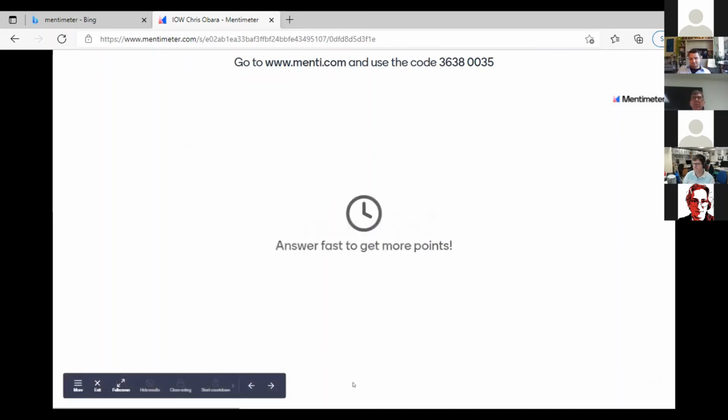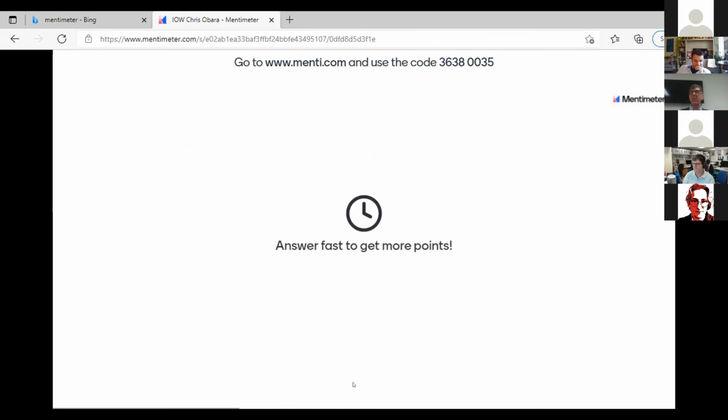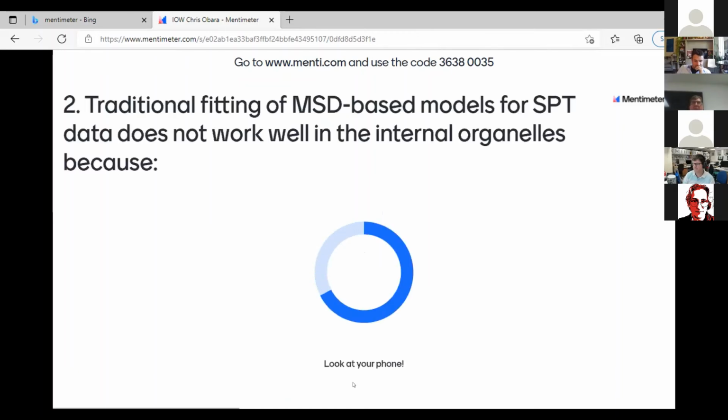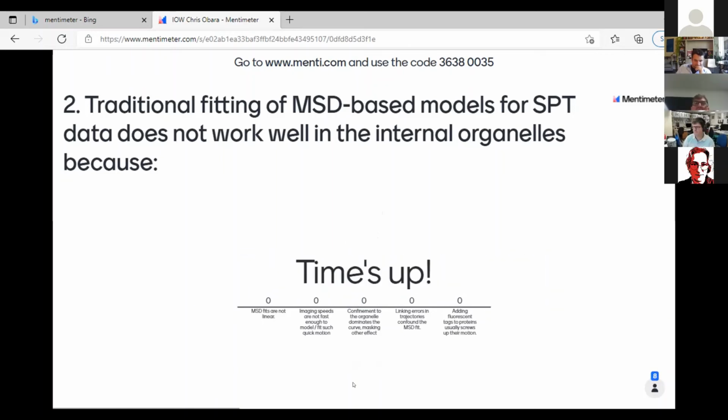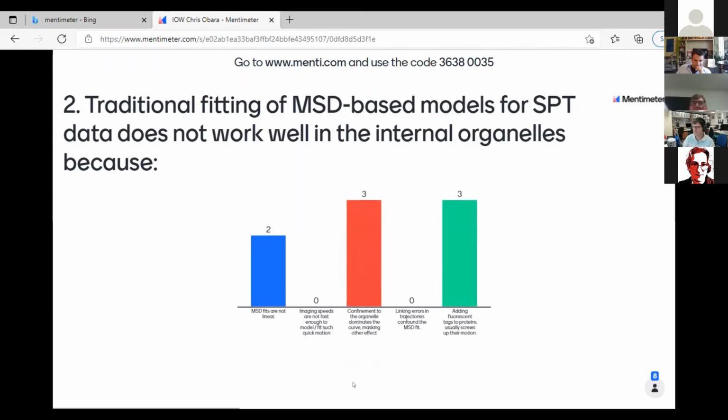Question number 2. I have to apologize, I can't do anything about the font size on these questions. Traditional fitting of mean square displacement-based models for single particle tracking does not work well in the internal organelles because MSD fits are not linear, imaging speeds are not fast enough to model such quick motion, or confining of the organelle dominates. Okay, got some answers. And answer 3, confinement, was the actual correct answer there.